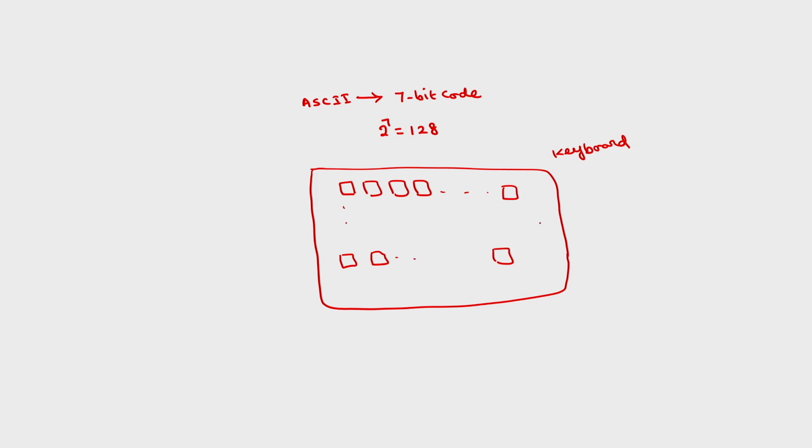So, the total number of keys in this keyboard will be 128 keys, corresponding to each code. If I have a 7-bit code, if all 7 bits are 0 0 0 0 0 0 0, this corresponds to 1 key. If this is 0 0 0 0 0 0 1, it corresponds to another key. So each key will have a unique code. Like that, if all bits are 1, it corresponds to the last key.